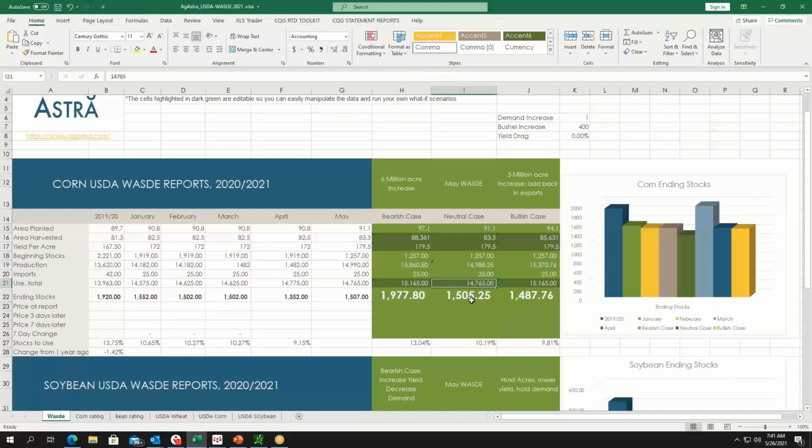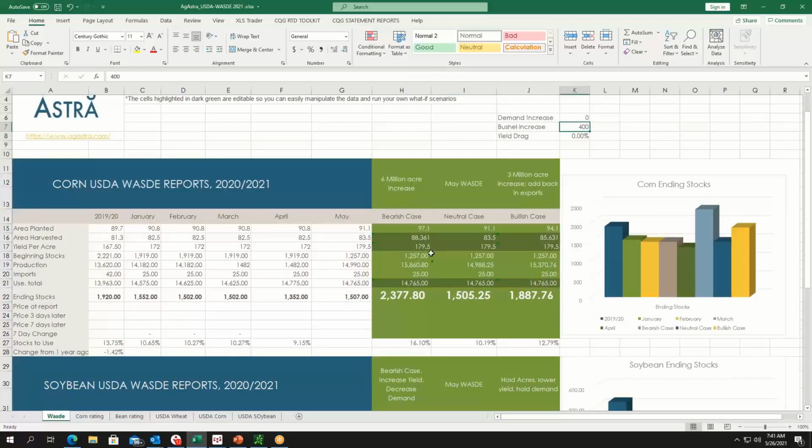So the next thing that we start to talk about is whether or not we end up with a yield of 179.5. And how many acres are we going to have, right? There's all kinds of assumptions going on. I had a really good friend tell me last night, we're going to plant 100 million acres of corn because we're above $5.